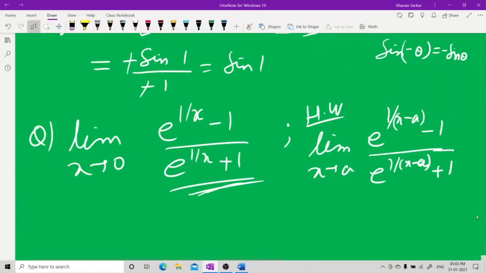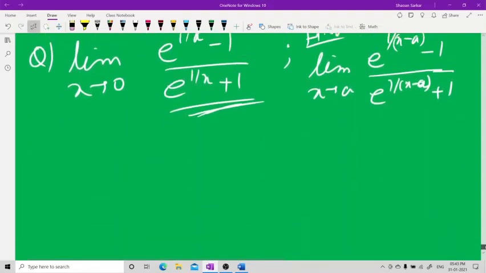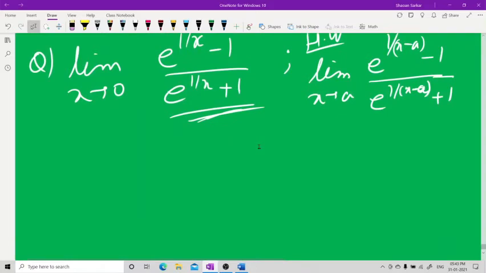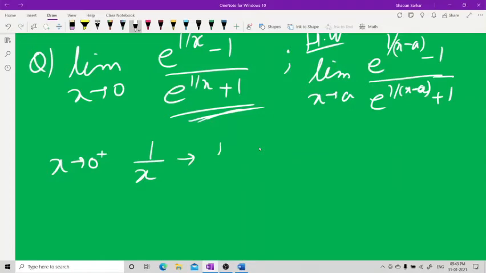Before I start this problem, I will tell you one very important concept. Here it is. The concept is, I told you x tends to 0 plus, right? So 1 upon x tends to 1 upon 0, and this goes to infinity, and e to the power of 1 upon x at this point goes to e to the power of infinity, and it becomes infinity.